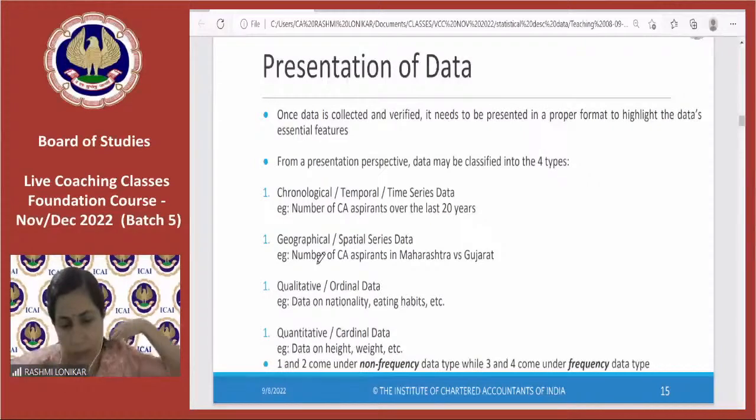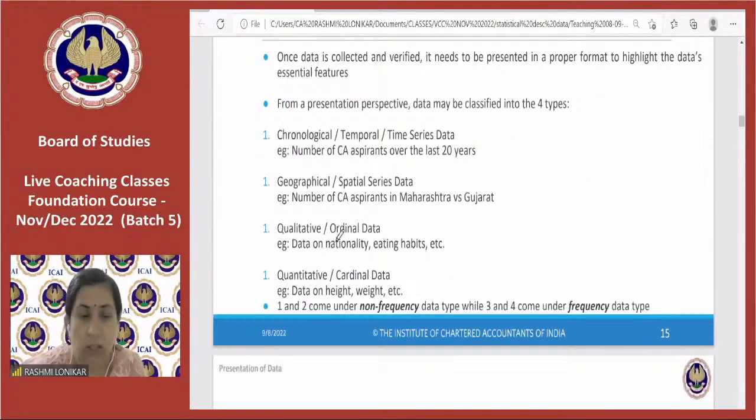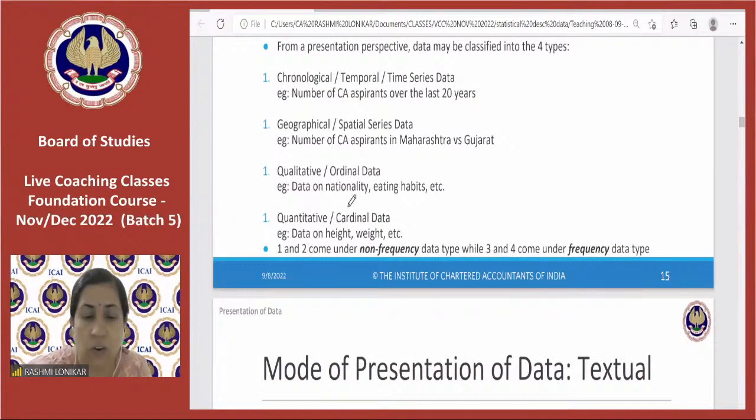So what happens in this is that when I'm talking about a particular region, suppose I'm talking about the WRC, then I'm talking about the number of CS students who have enrolled for foundation in Maharashtra, Goa and Gujarat. Okay, so that will give me information about the western region. So that is a geographical region I have tried to consider.